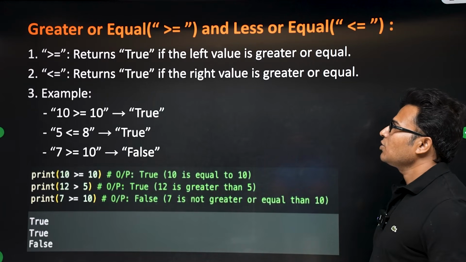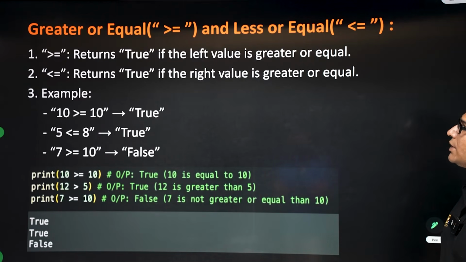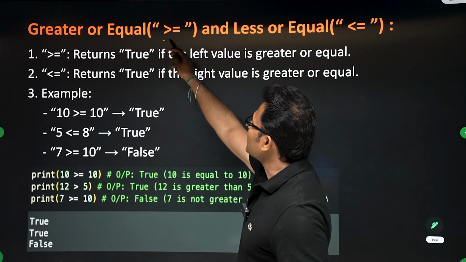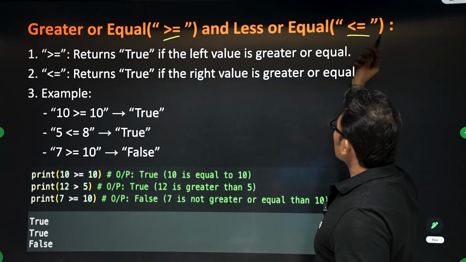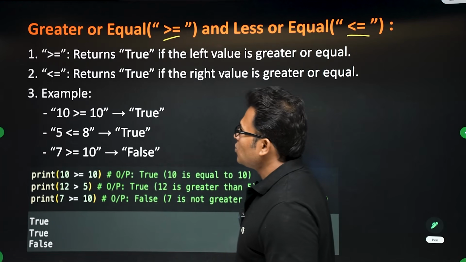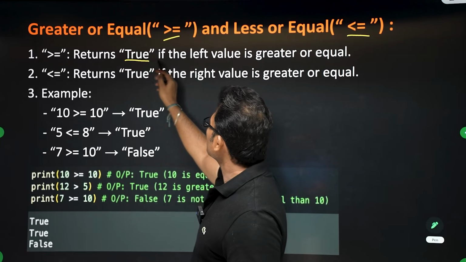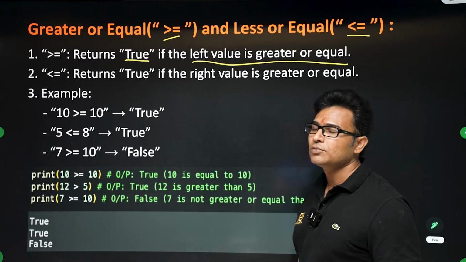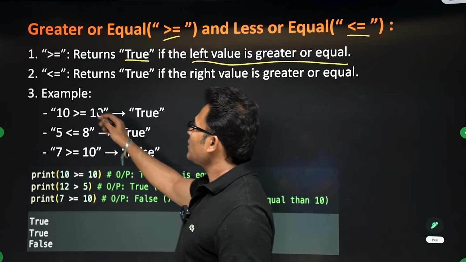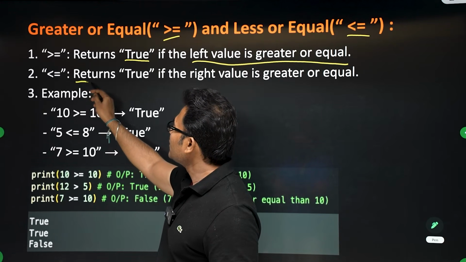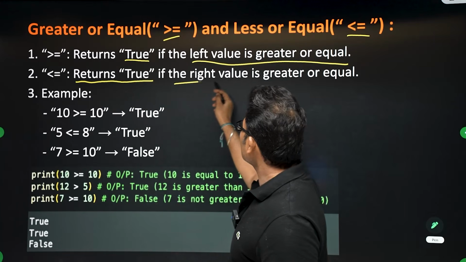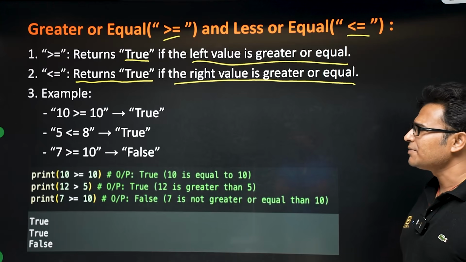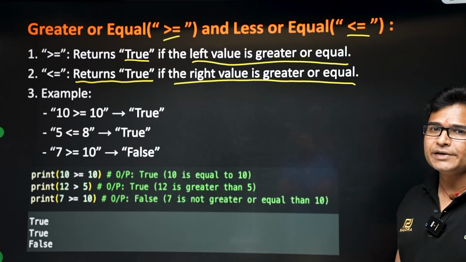Now, greater or equal, less or equal. If you write like this, it is greater or equal. If you write like this, it is lesser or equal, right? Greater or equal returns true if the left value is greater than or equal to the right value. Less than or equal to returns true if the right value is greater than or equal to the left value. It is the same. There is nothing much to explain here.